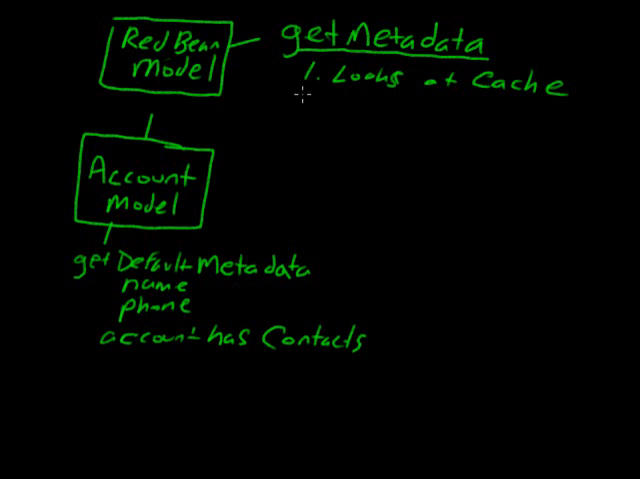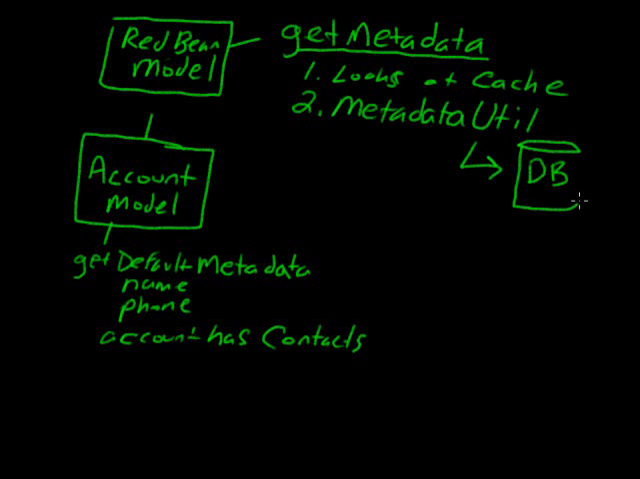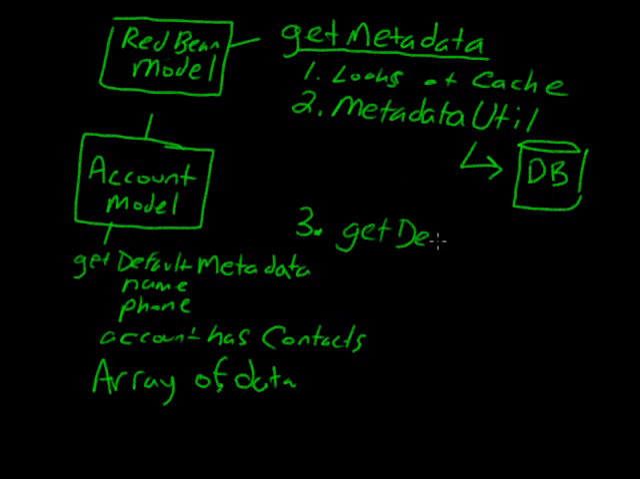And so if there's nothing in the cache, the next thing it does is call the metadata util. And the metadata util does a couple things. It basically looks in the database to see if the metadata is defined. Because remember, this default metadata is really just an array of data. So if it finds it in the database, it returns that array of data. If it doesn't find it, then it looks at get default metadata.